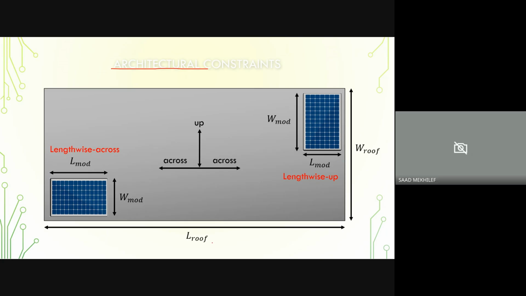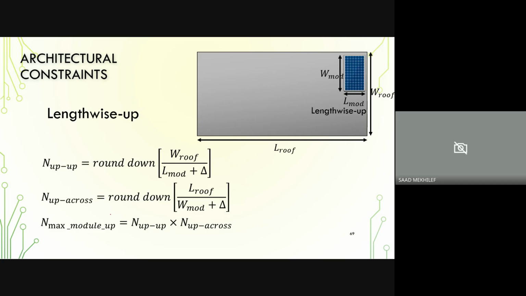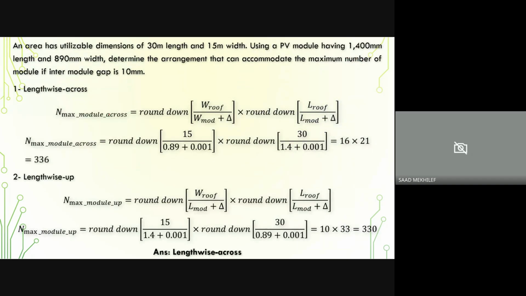For example, if you have the length of the roof and the width of the roof, you select the right size of the panel, because in the market there are many types and many sizes of panels, which give different power ratings. This is what we call lengthwise, and the area across. I think this is quite simple. I don't want to waste a lot of time on this. This is the width, so this is to get the number of modules.